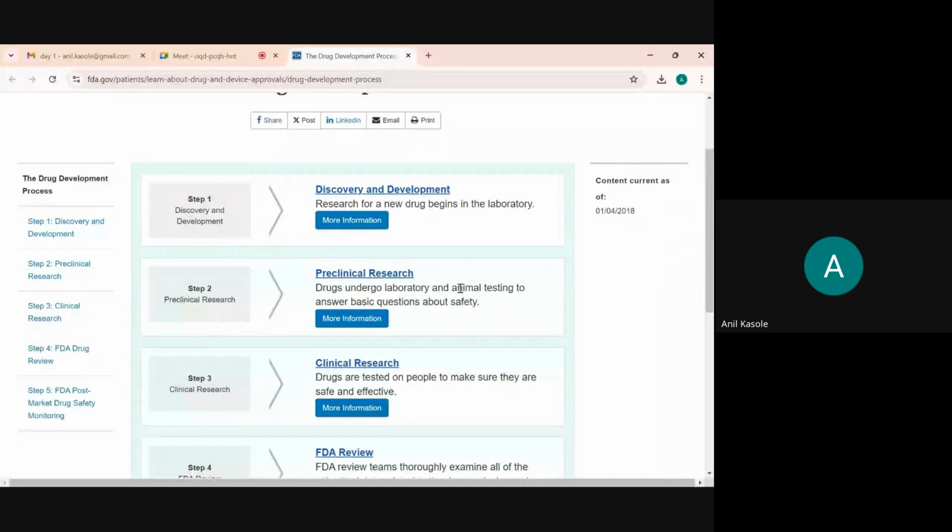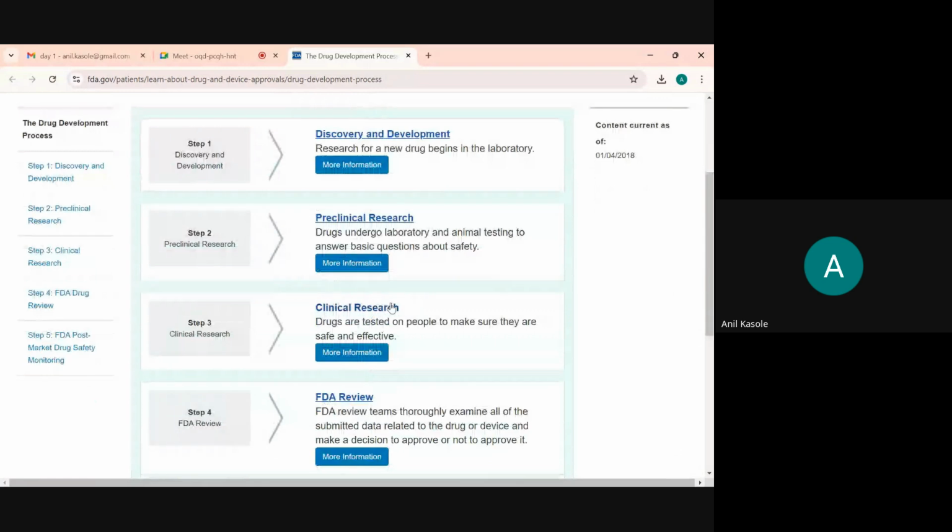With using these drugs on the animals, the results will be monitored, verified, and checked, and based on that the final results will be declared to the FDA. Once those results are successful, it goes into step 3, which is clinical research. So this was preclinical. Now drugs are tested on people. Here we got the results in step 2, the preclinical research. Now clinical is more about people.